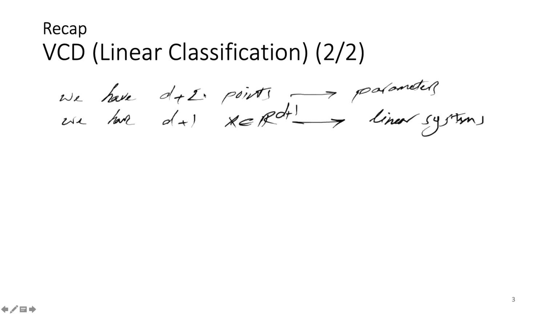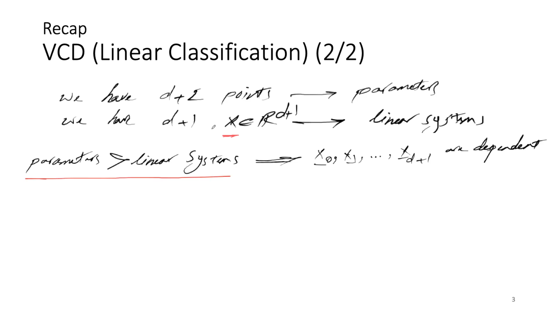So we have d plus 2 points as our parameters. We have d plus 1 samples, right, x's, as our linear systems. So obviously, this linear system cannot be solved unless at least one of these is dependent, right? The number of parameters is more than our linear system, so the number of lines. So one of these is dependent. That's why d plus 2 is the upper bound and is the breakpoint.